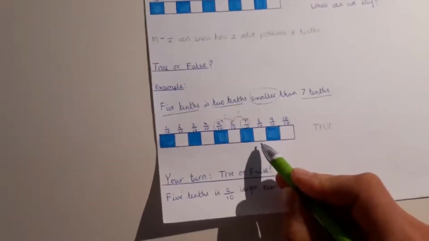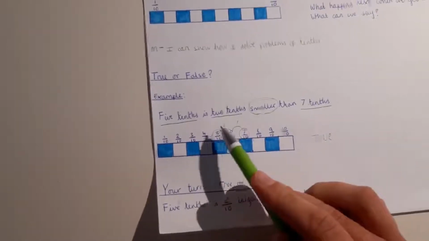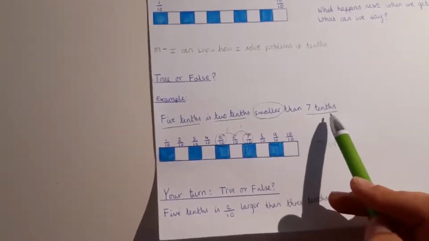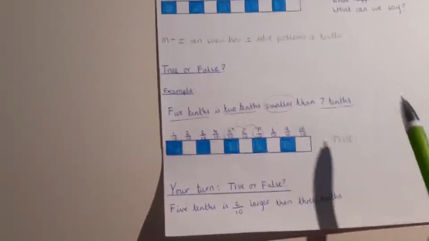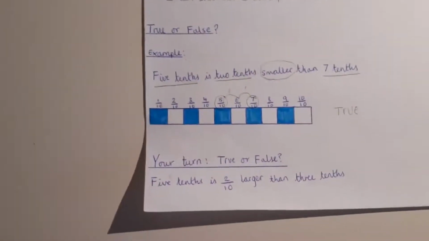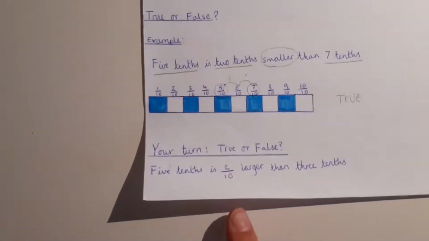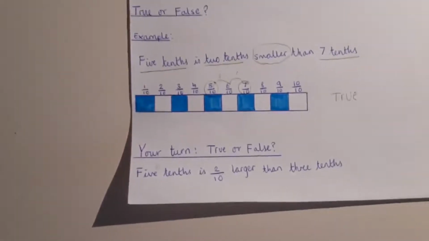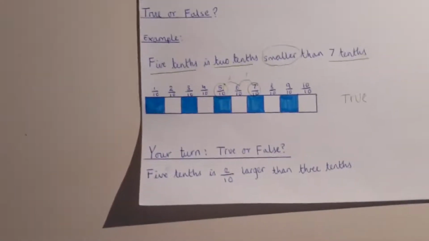And we've shown our working out here. 5/10 is 2/10 smaller than 7/10. So it's really important to read the question. So for your go, true or false? 5/10 is 2/10 larger than 3/10.